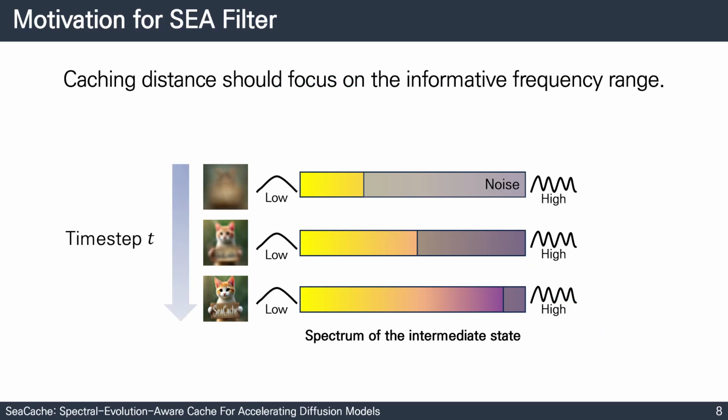At early time steps, informative content is focused around lower frequency components. As denoising progresses, the content-relevant frequency range gradually expands. Therefore, caching distance should focus on the informative frequency range. To capture these content-relevant components, we introduce a time-step filter that follows this spectral evolution.